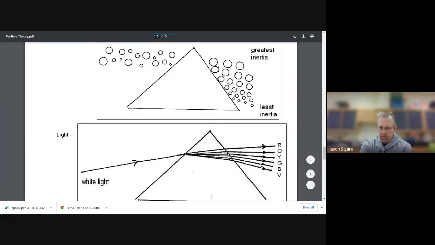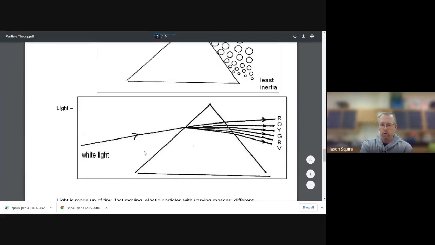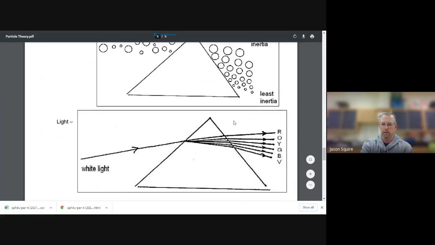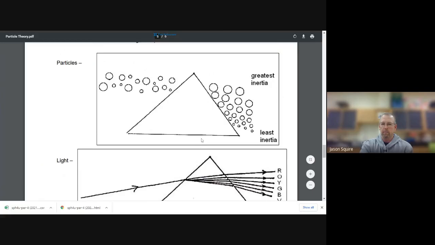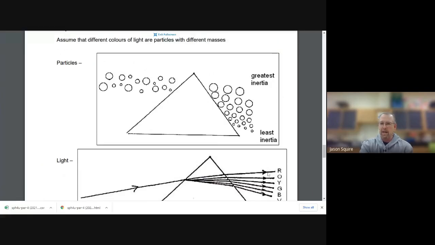So this is a triangular prism. We send white light through a prism and it splits up. Roy G. Biv. Red, orange, yellow, green, blue, indigo, violet. Okay. And if we're explaining this rainbow with different particle sizes, think about what this means.